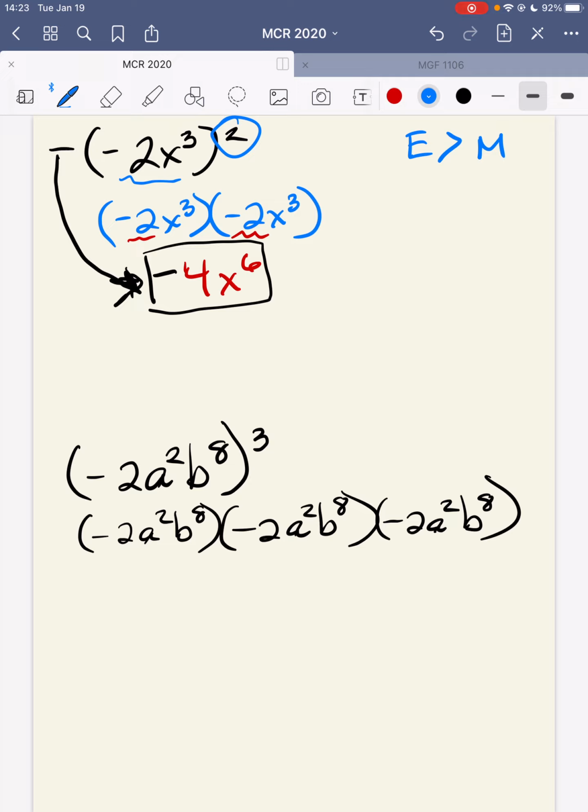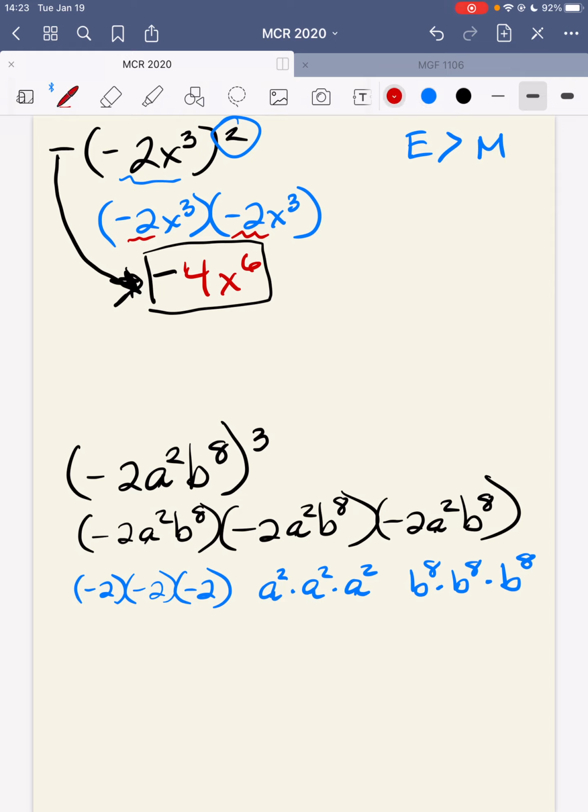I have a commutative property. I could go ahead and swap the order of all my numbers. So I'm going to put my negative 2's together, my a squareds together, and my b to the 8's together. For those of you that have trouble seeing a lot of things all jumbled up, this might be a solution to that, to just get it all written out.